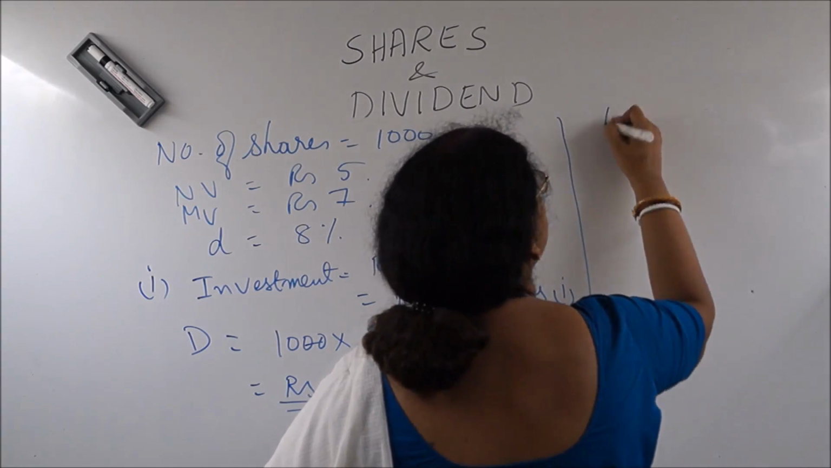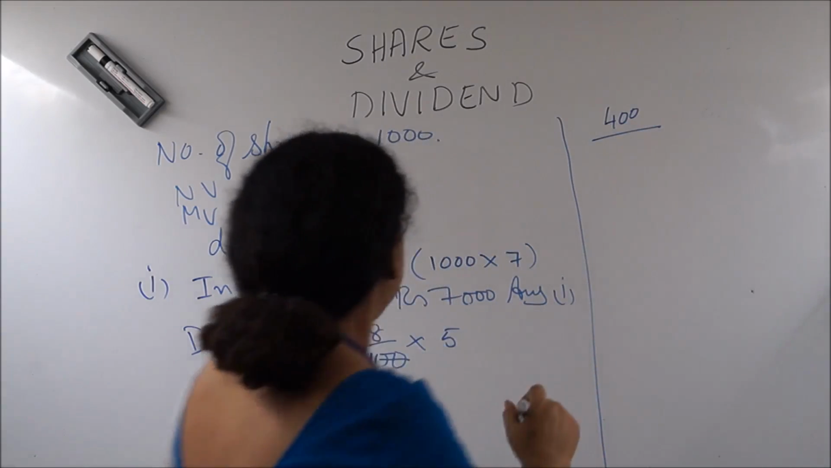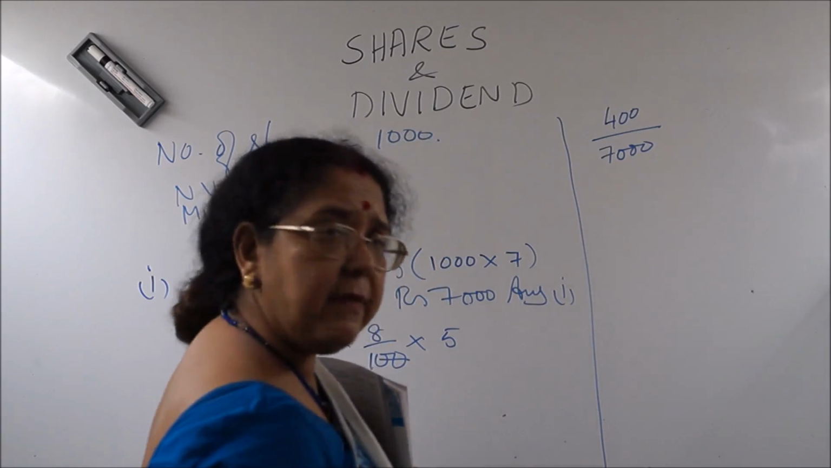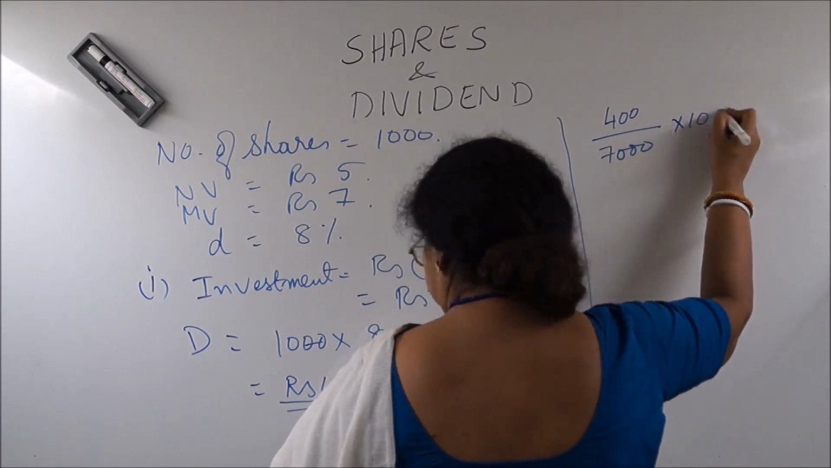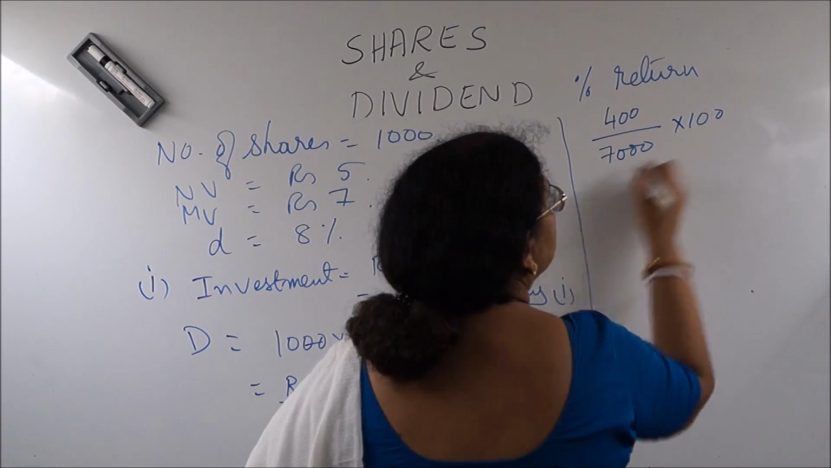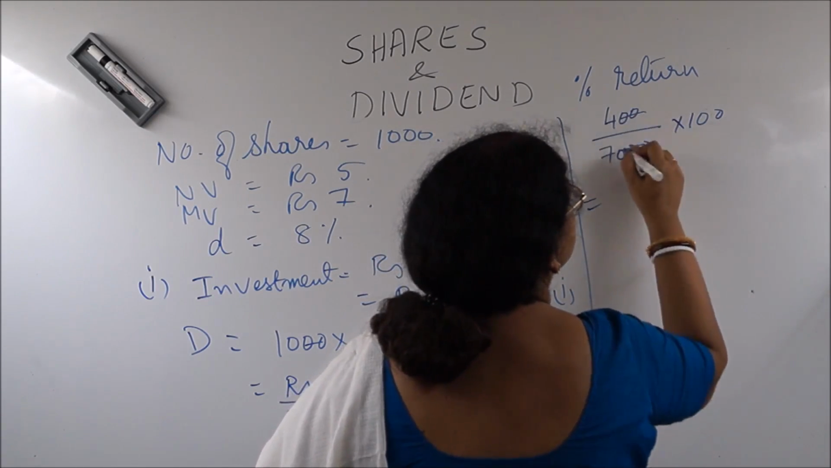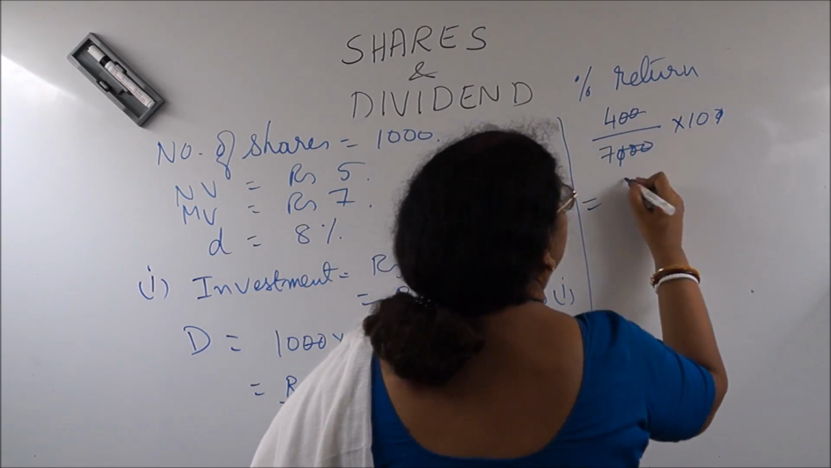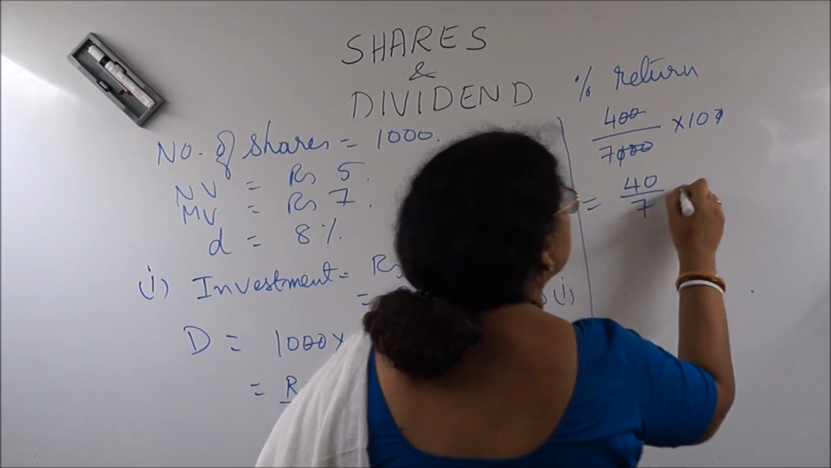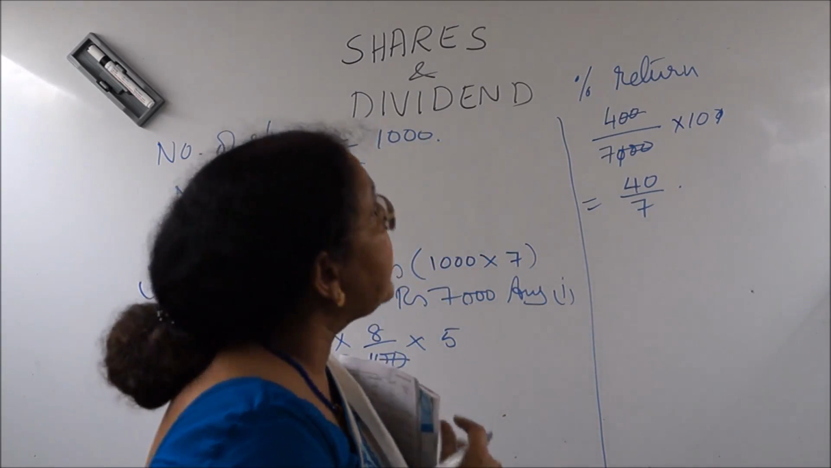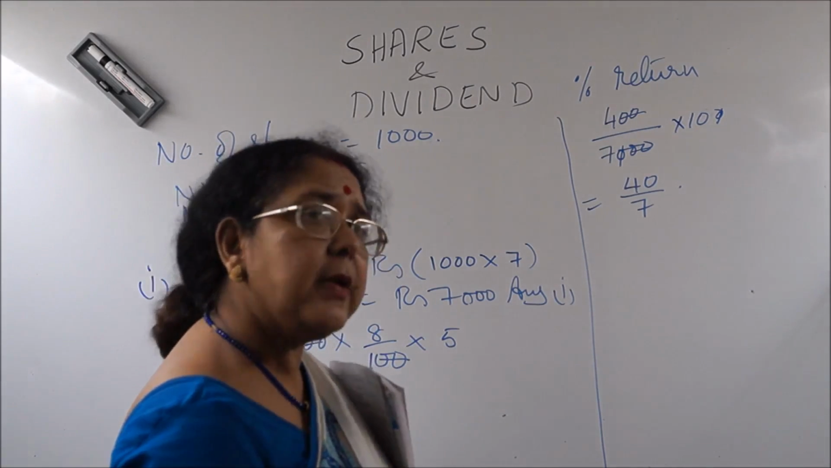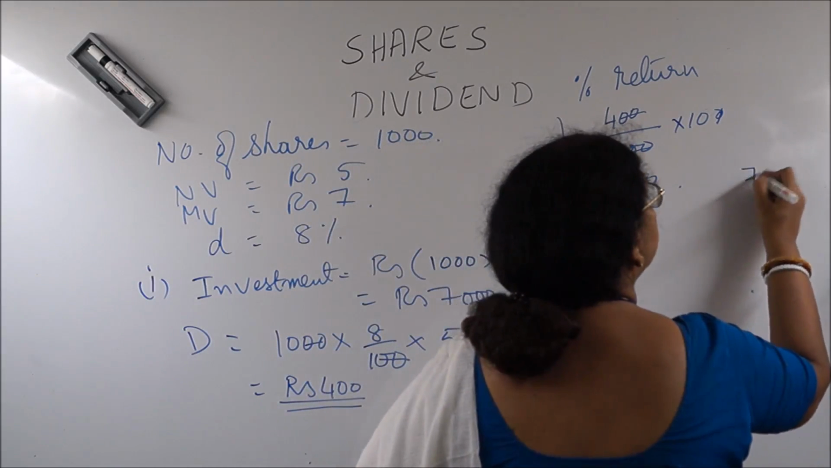Now this rupees 400 is the earning against investment of rupees 7000. So 400 rupees is the earning out of 7000. So percentage return is equal to 40 upon 7. 40 upon 7 is what? The actual percentage return that the person got. But we have to give it up to 1 decimal place.